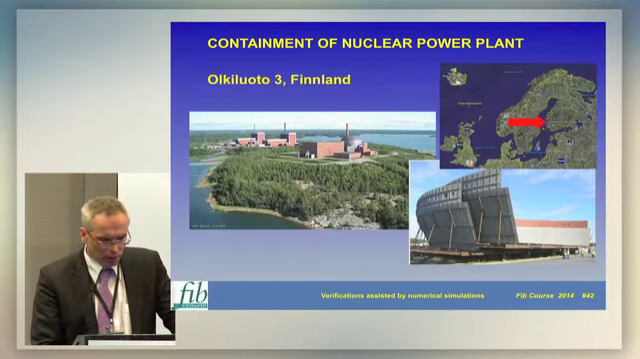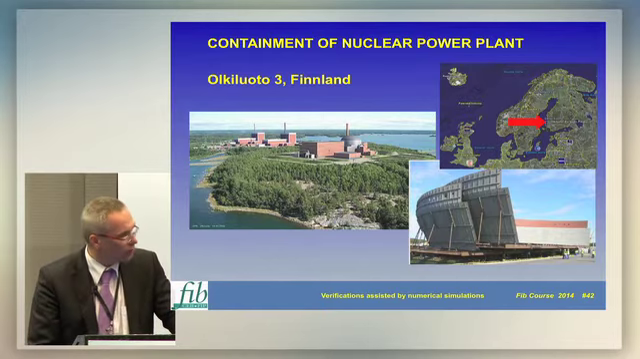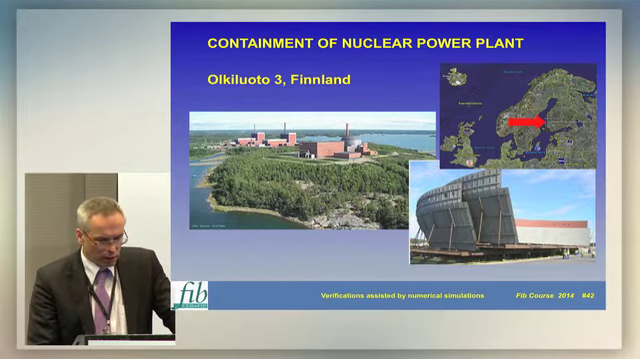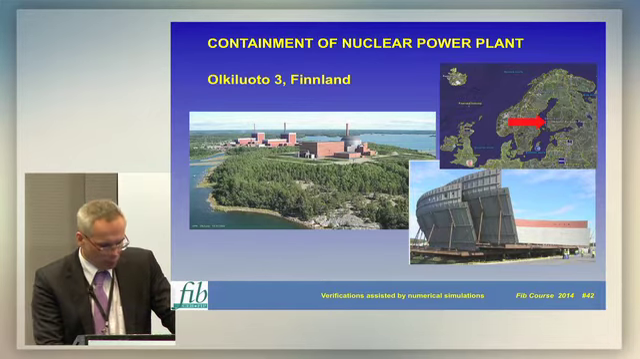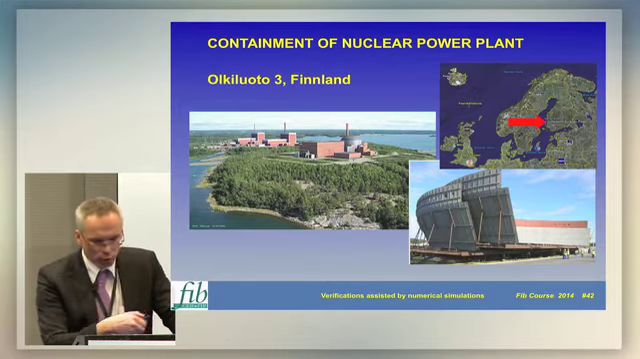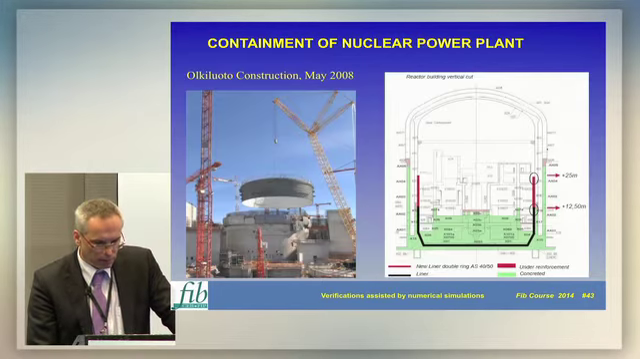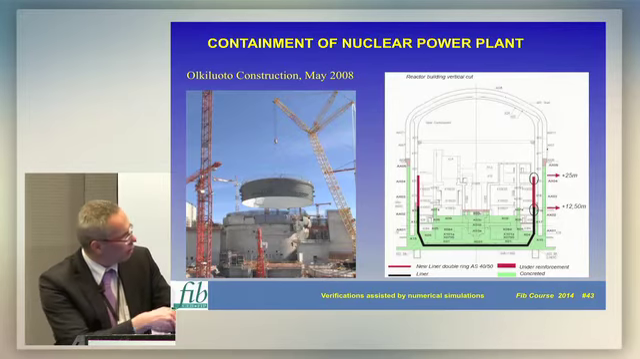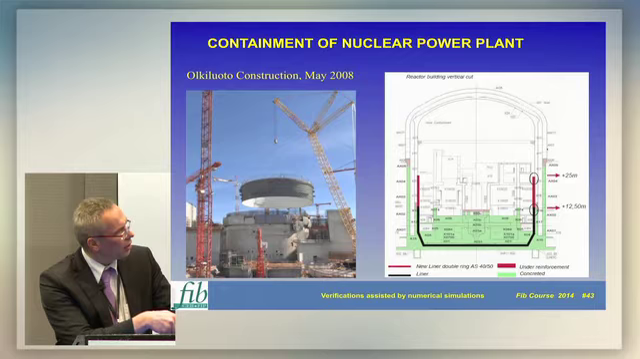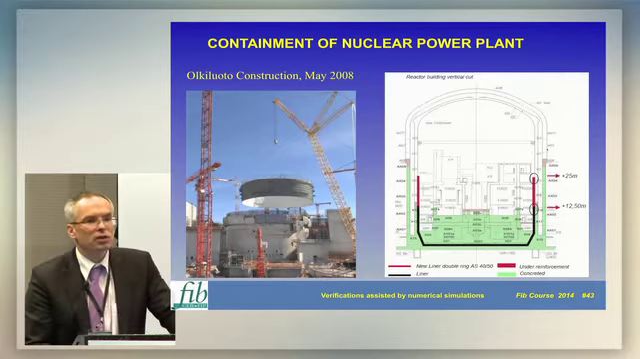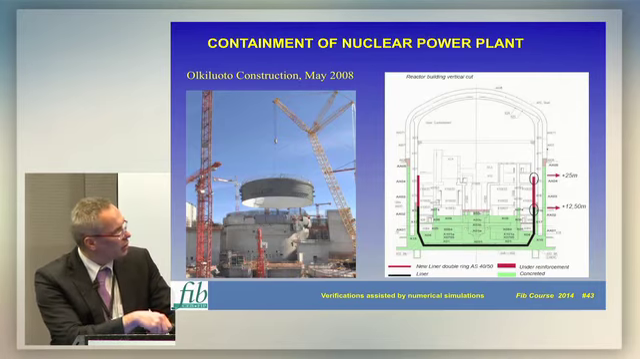One last example before going into these theoretical aspects is a containment structure, nuclear containment. This comes from a project in Finland. I think this is the only containment which has been recently completed in Europe, only nuclear power plant. Here you see the geometry of the containment. It's a double wall containment. The interior wall is pre-stressed, the outer wall is not pre-stressed.